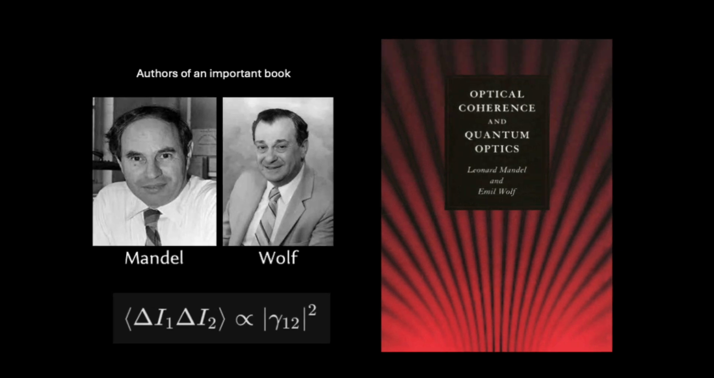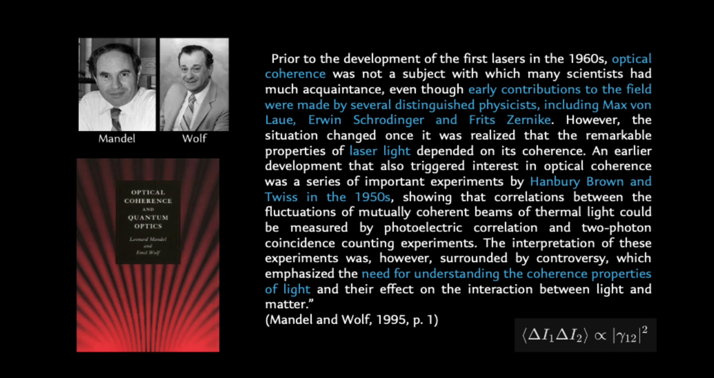To go further and give you a little deeper connection in terms of how they postulated the importance of quantum optics and optical coherence, let me quote from their preface in this particular book. In that preface, they mention optical coherence, and also talk about the fact that not much attention was given in the early part of the 1960s, where only a few physicists like Schrodinger, Zernike and Laue did actually ask this question of the connection between optical coherence and understanding the nature of light.